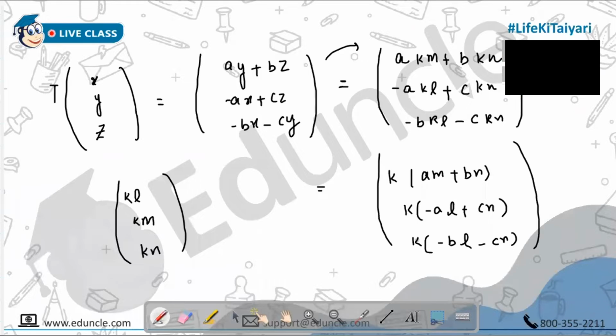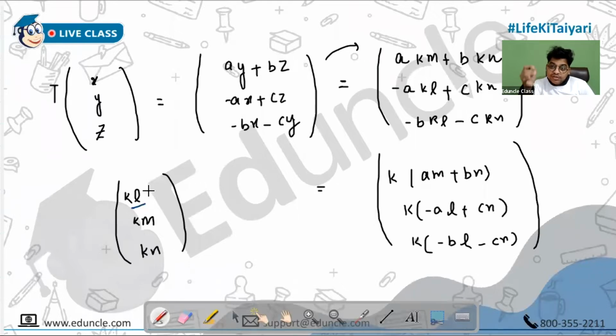No, it is not of that type, because we need KL type. K times of L, where L is the direction ratio. So this is not the direction ratio of that line. So this is not mapping a line into a line. Whatever line you are saying, is it clear?